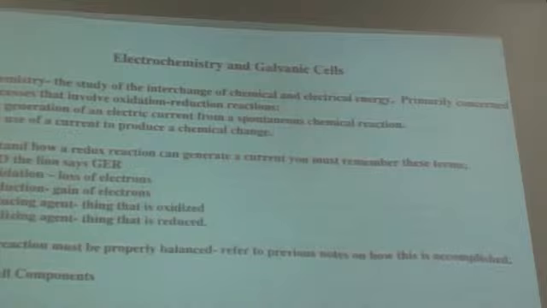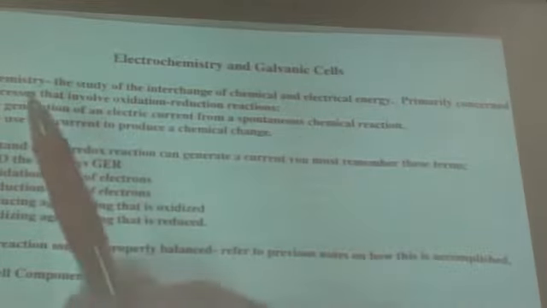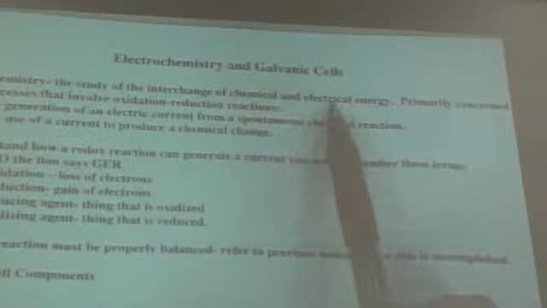So we're going to talk about electrochemistry and particularly about galvanic cells. Remember that electrochemistry is the interchange of chemical and electrical energy. So we're transforming energy from one form to another, moving chemical energy to electrical energy. It has to do with redox, obviously, because redox reactions involve electrons scooting around. That's our primary vehicle.